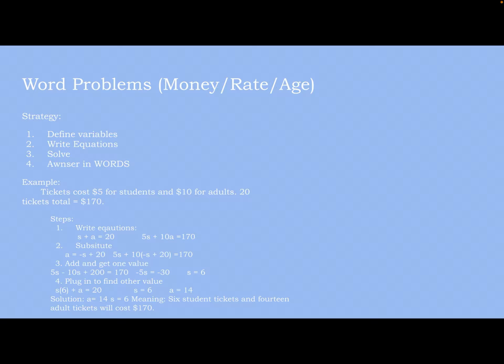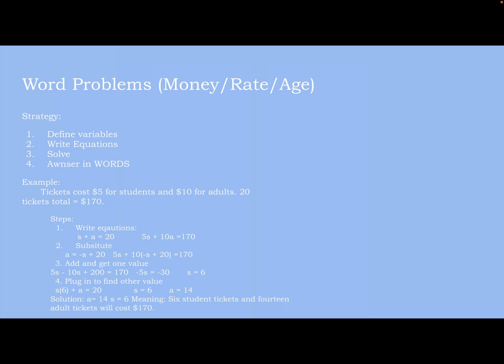So then you're going to substitute. Subtract S: A equals negative S plus 20. Then 5S plus 10, and in replacement of A, you're adding the negative S plus 20, which equals 170. So then you're going to add and get one of your values. You're going to go 5S minus 10S, negative 5S, plus 200, which you're going to subtract from 170. So you're going to get negative 5S equals negative 30.